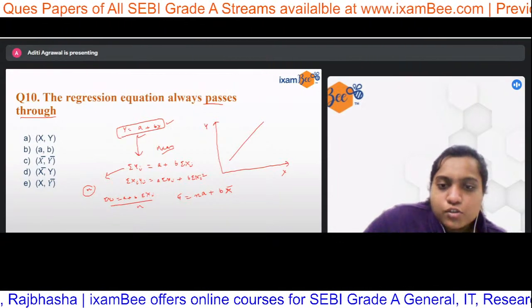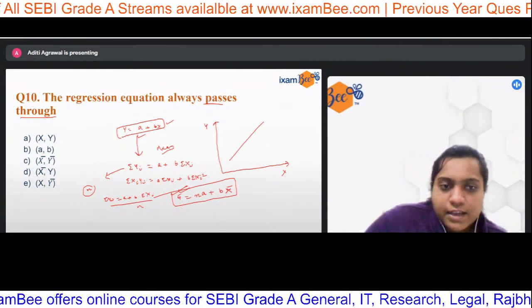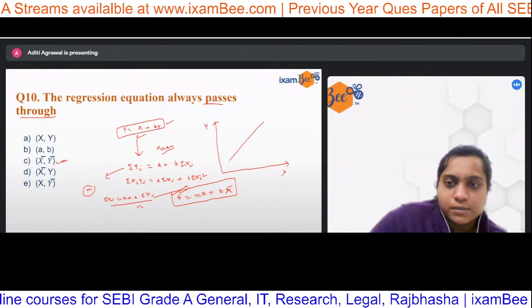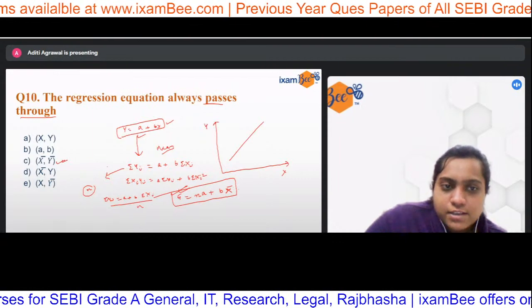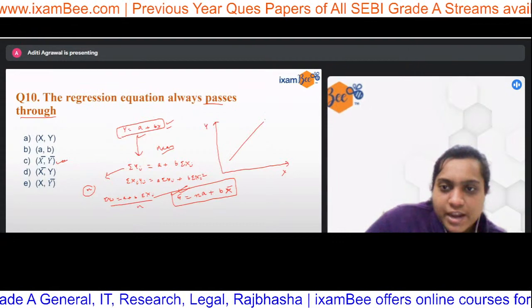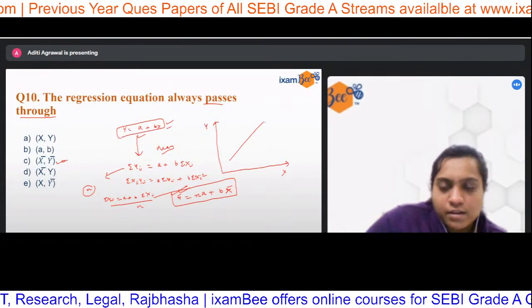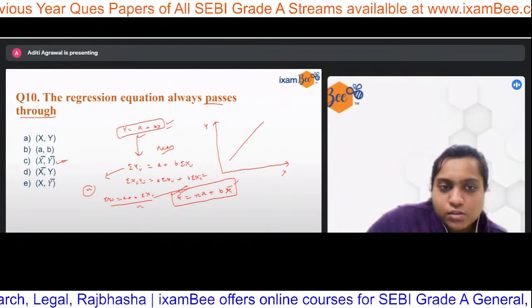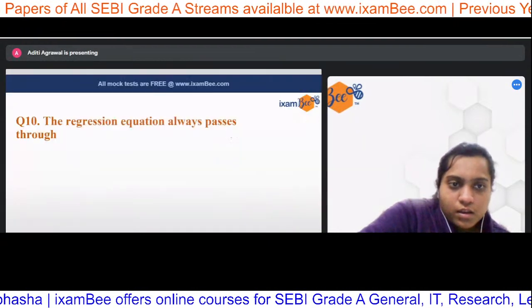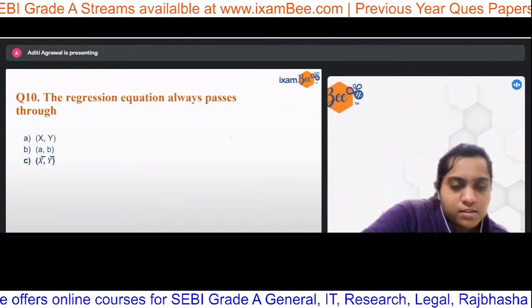So that means this satisfies this particular line, and so this regression equation will pass through x bar, y bar. It has to pass through the mean because we are trying to fit the regression line between the two variables. So obviously it has to pass through the average of the two variables. The correct answer is x bar, y bar.